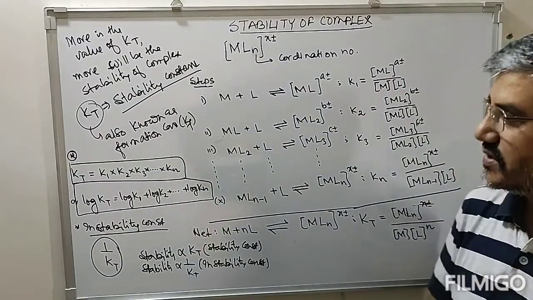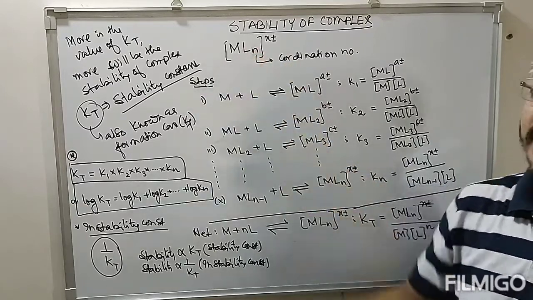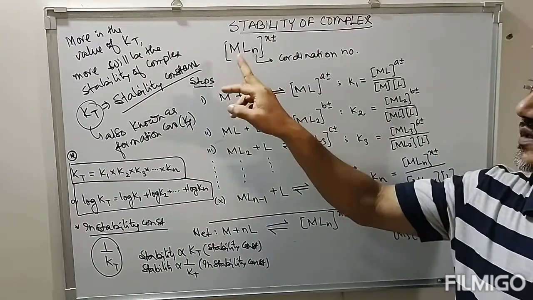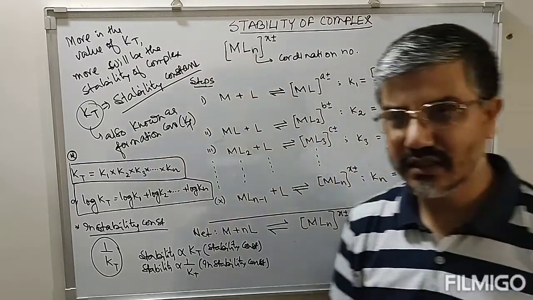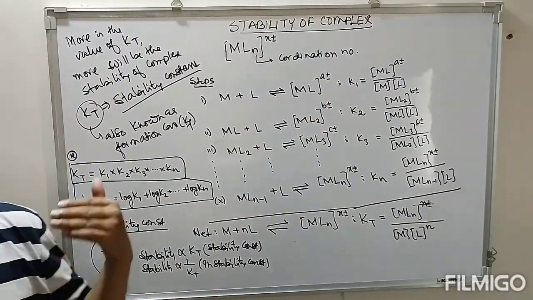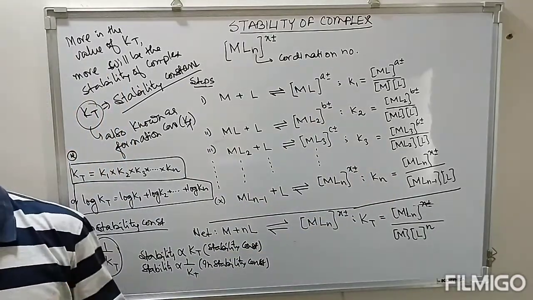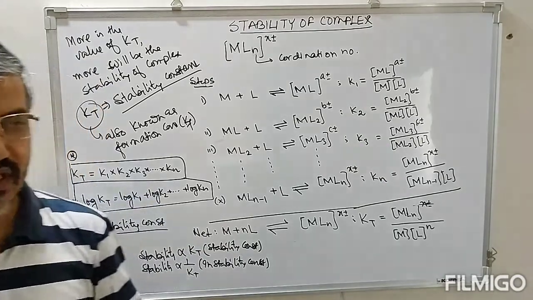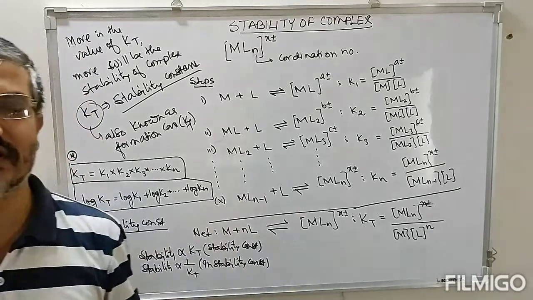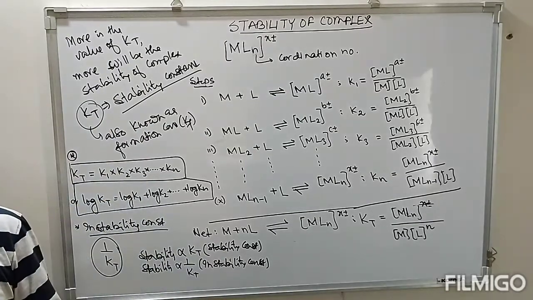Now there are many factors which decide the stability of the complex. First, the bonding between metal and ligand should be strong. That is based on the metal. Metal can have more than one oxidation state. As the oxidation state of the metal increases, the polarizing power of the metal ion increases, and the stability of the complex also increases. So whenever a metal can exist in more than one oxidation state, the higher oxidation state will form the stable complex.